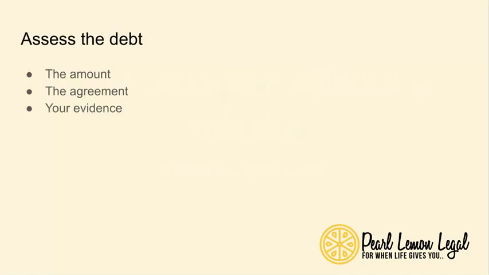So number one, you want to assess the debt. What's the amount? Did you have an agreement in place? Is it a contractual agreement? Is it a service level agreement? Is it something that was said over email, something that was said verbally? And then you want to begin by collating all that evidence, the bank statements of the amount, the invoices you sent, the receipts, any sort of correspondence via email with the other party, and go from there.